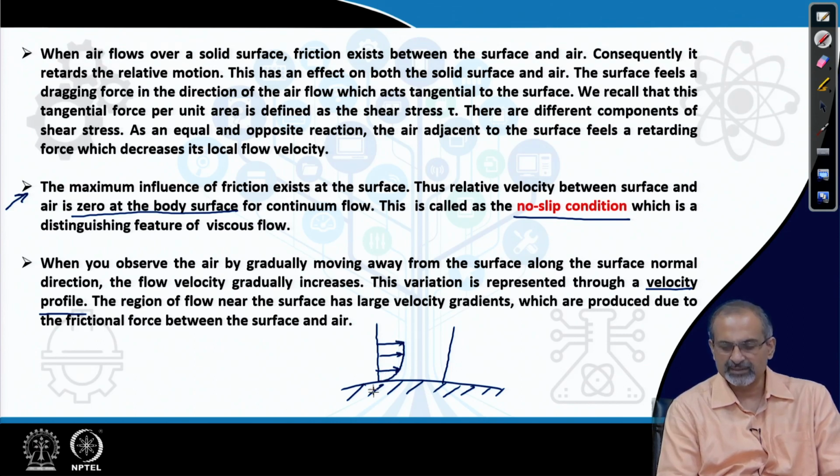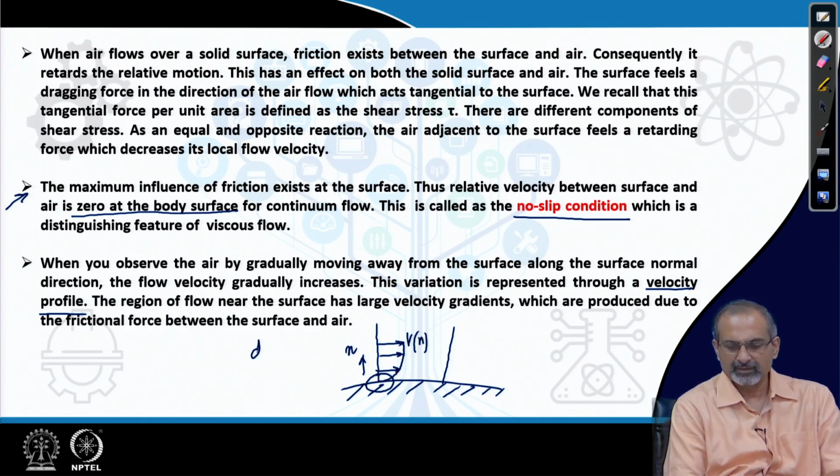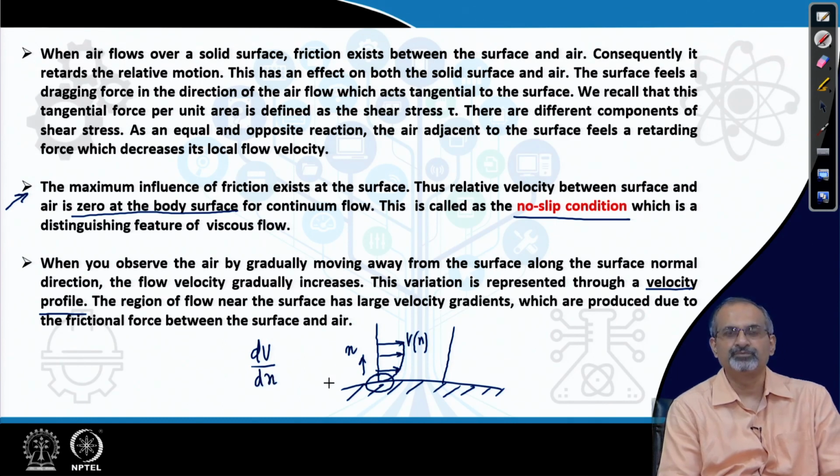So, what you are seeing is that near the wall, if you zoom in very closely on this part, there are rapid changes in the velocity as you move in the wall-normal direction. If you call this profile V, which is a function of n, then dV/dn is large close to the wall, and as you move away from the wall, dV/dn gradually becomes very small and limits to 0.